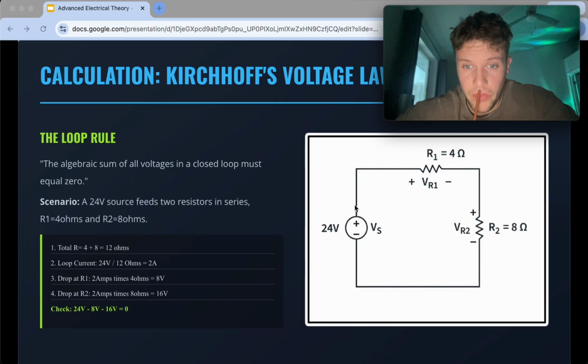So I would have 0 volts here on the negative terminal and 24 volts on the positive terminal, right? So that in the loop, it's going to be a total drop down to 0. The sum is positive 24 minus 16, or minus 8, and then minus 16. That gives me a total sum of 0.